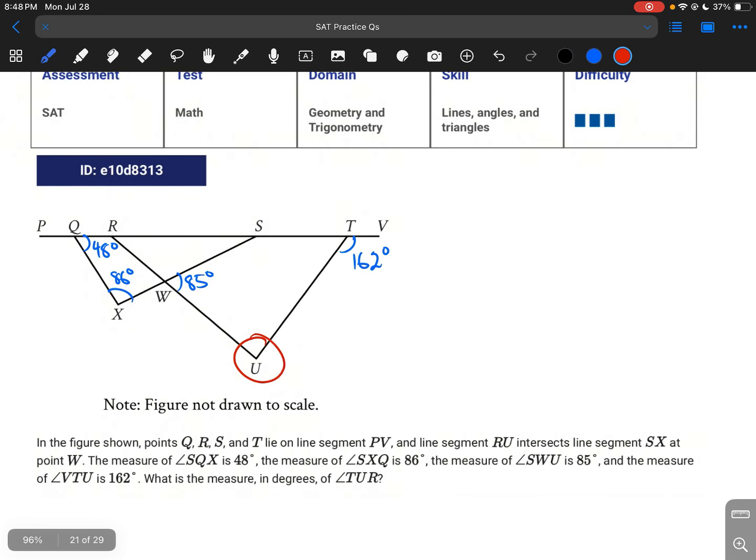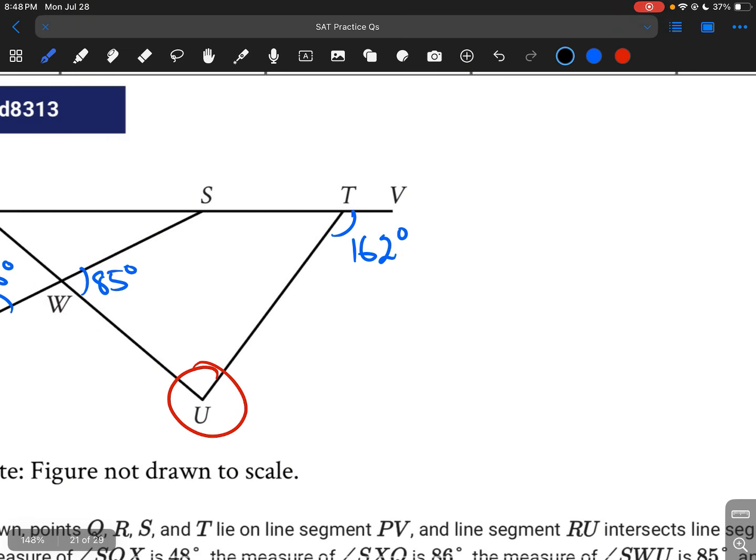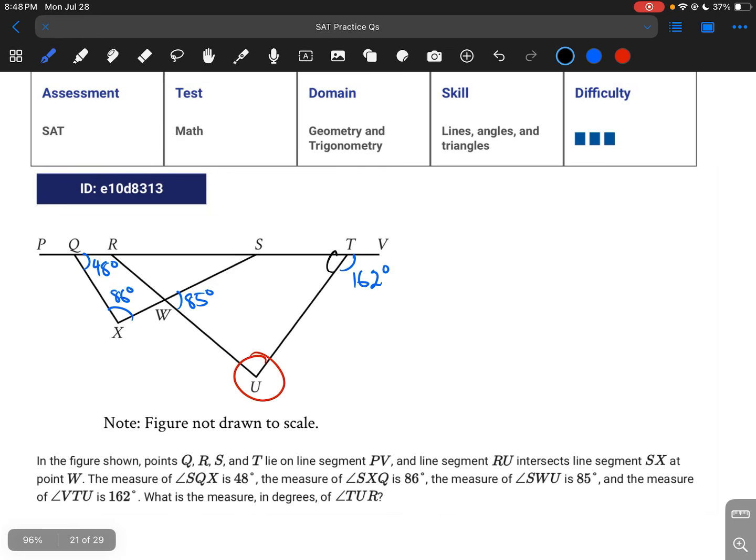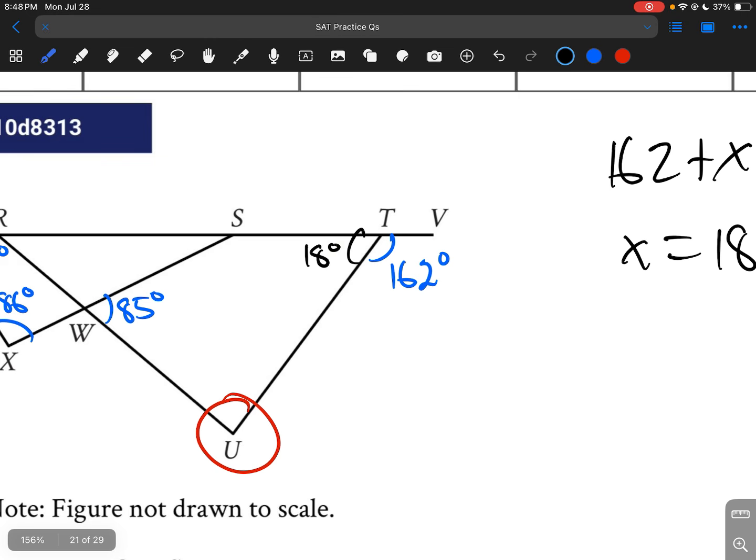Okay, so let's start by finding the angle here. Whenever you have a straight line with some cut, the angle here and the angle here must add up to 180 degrees. So 162 plus some angle X has to equal 180, which means X is equal to 18. So this is 18 degrees.